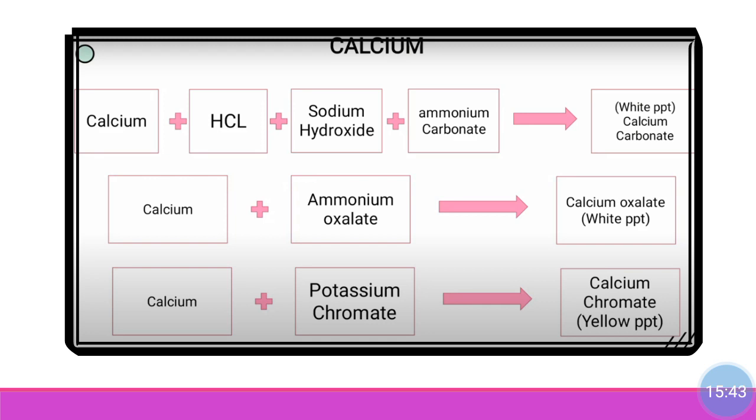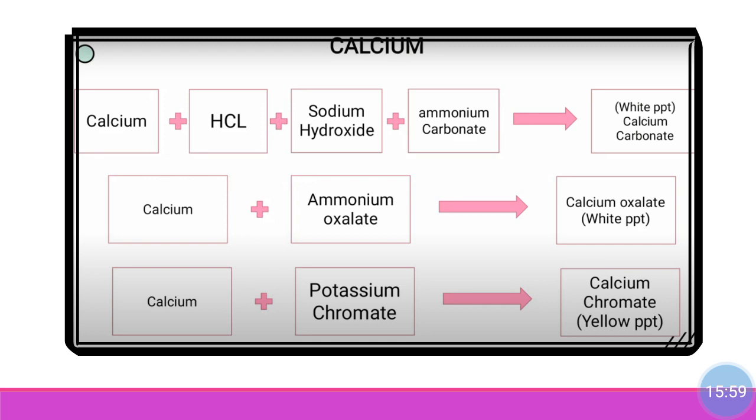And when it is reacted with potassium chromate, a yellow precipitate of calcium chromate is formed here in the case of calcium. So there are a total of 3 identification tests.